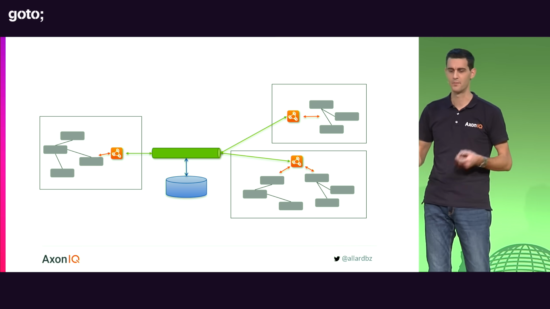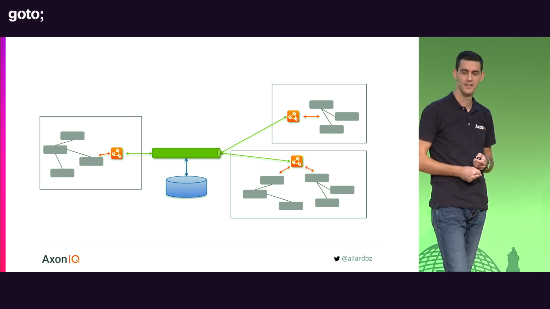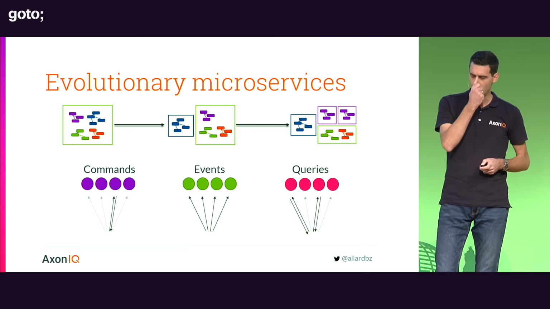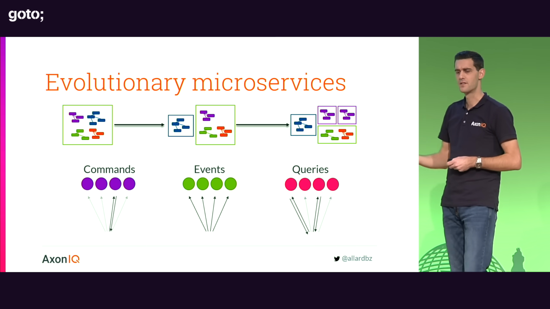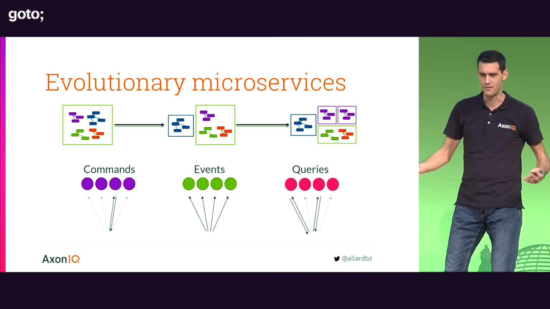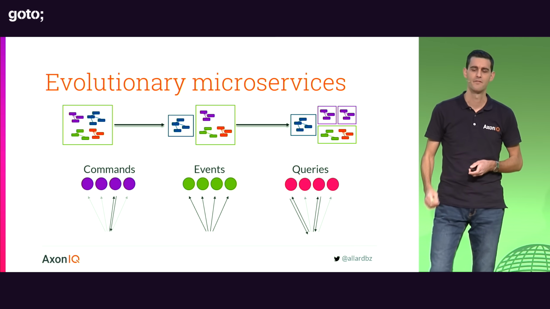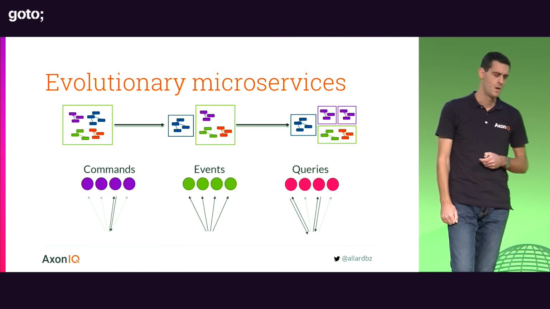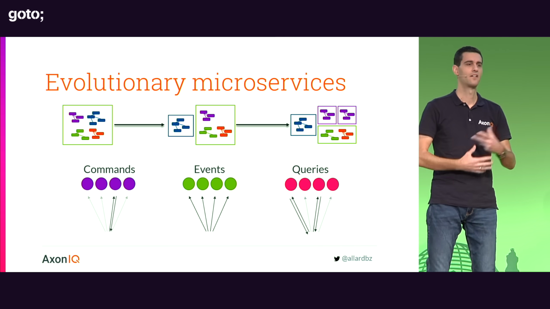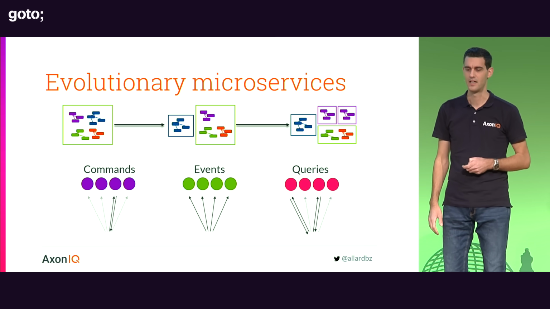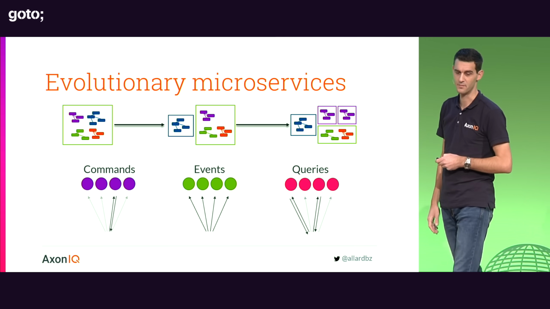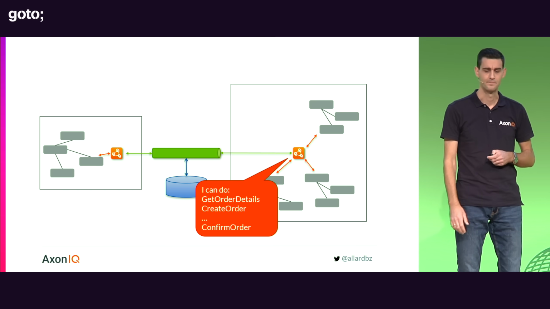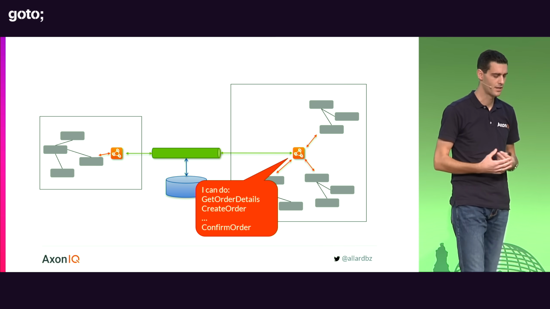So we had a dream and we looked at it and we couldn't find anything. And then we realized, well, there's this idea that we have of evolutionary microservices and how important commands, events, and queries are. So we started looking if there's any technology that could help us with that. Either we didn't look good enough, but we didn't find anything. So that's what we started out building.